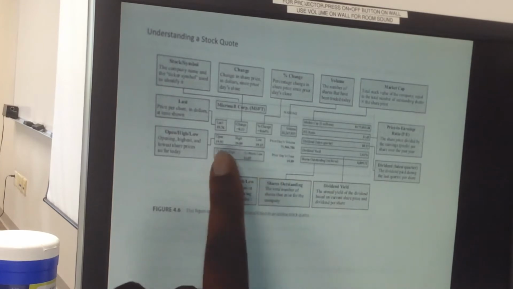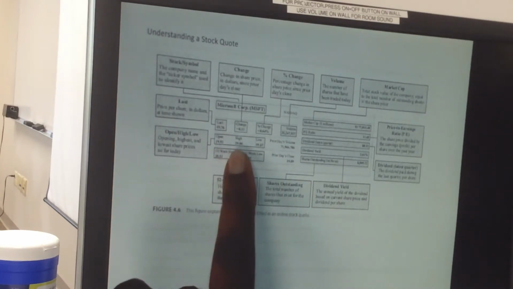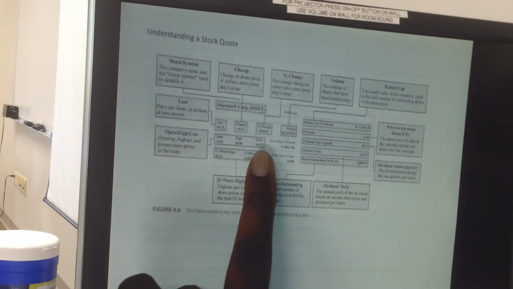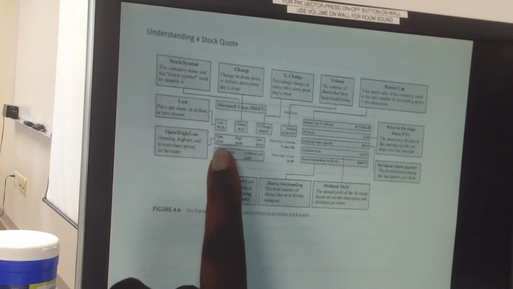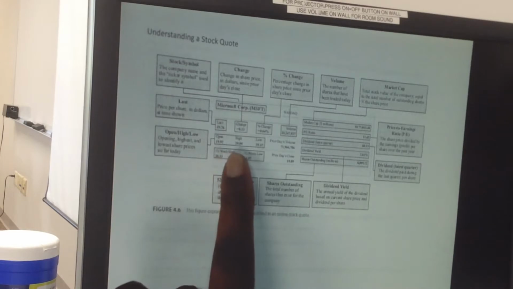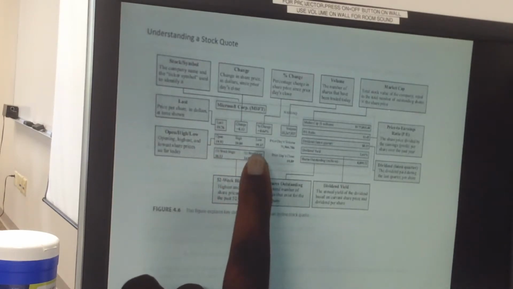And this part right here represents the open, the high, and the low share prices so far today. This is the opening amount. That's the high share price, and that's the low share price.